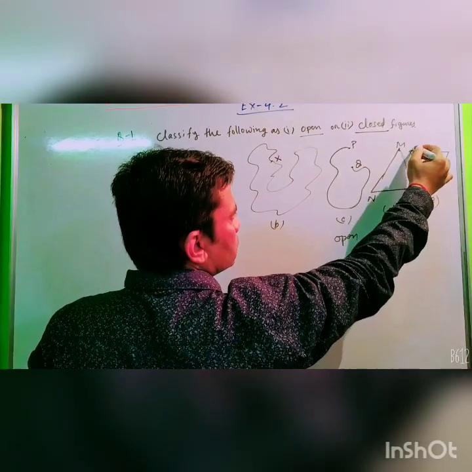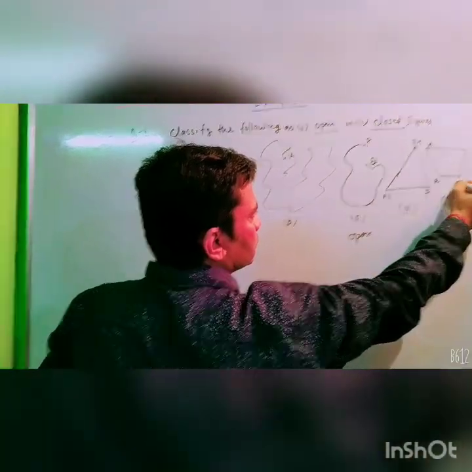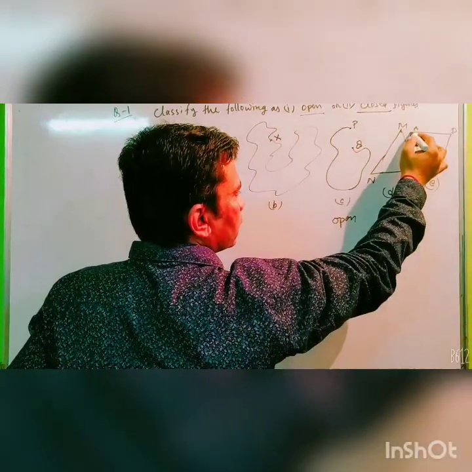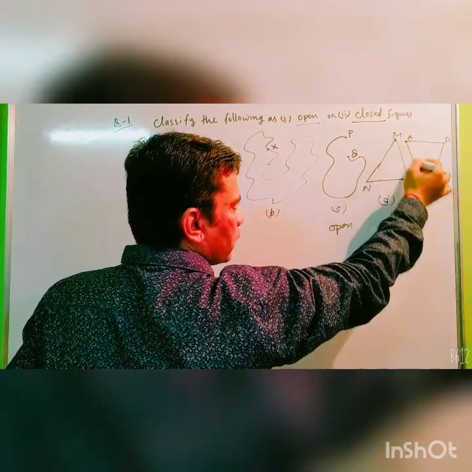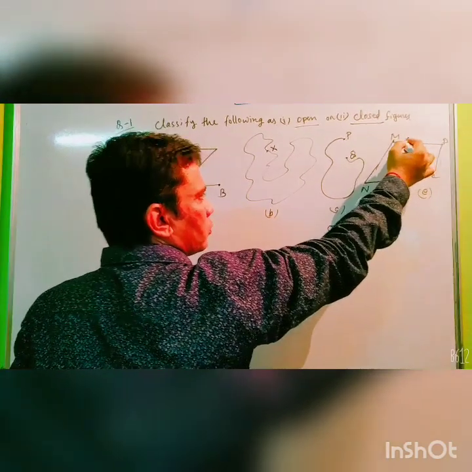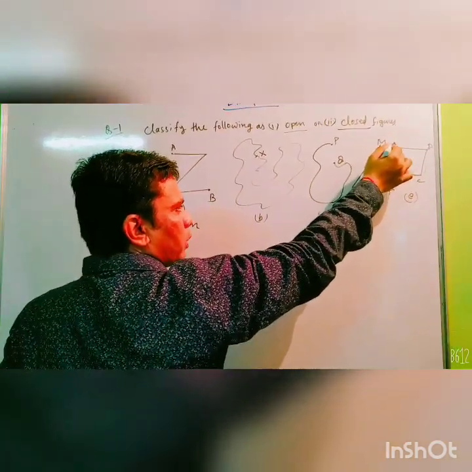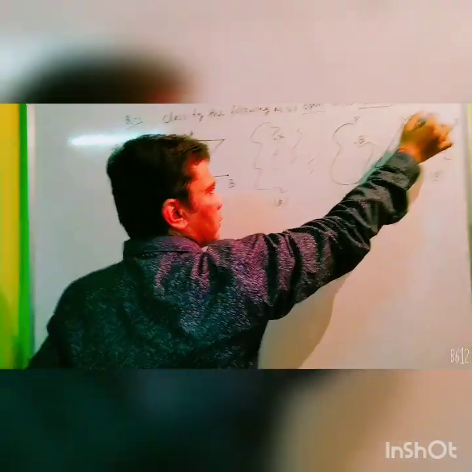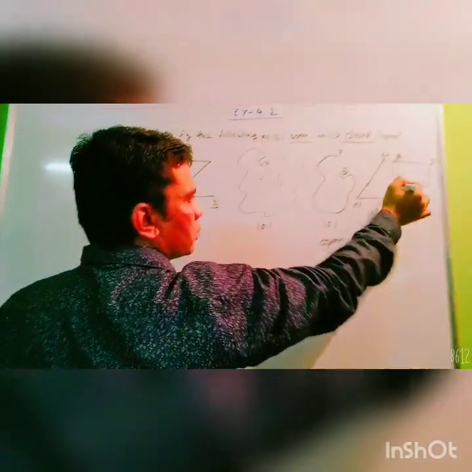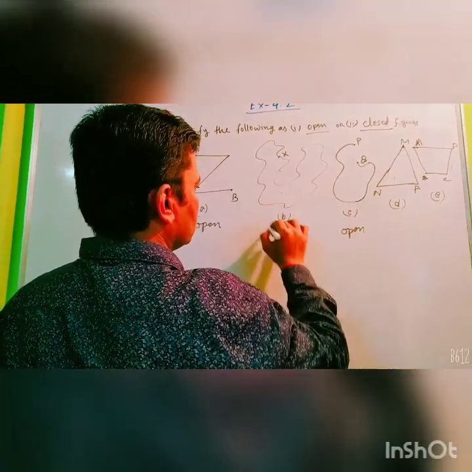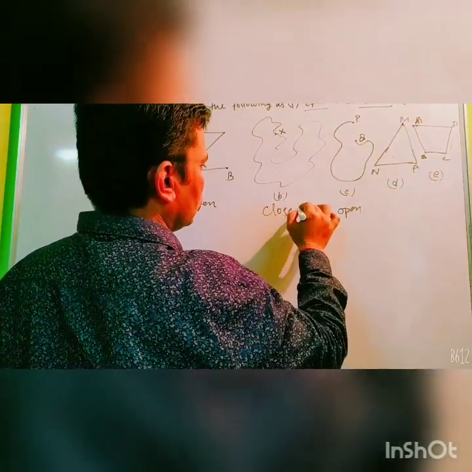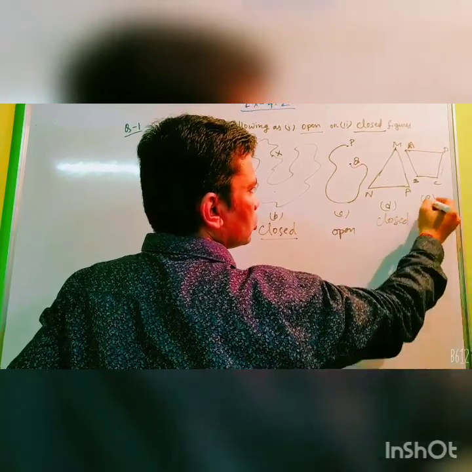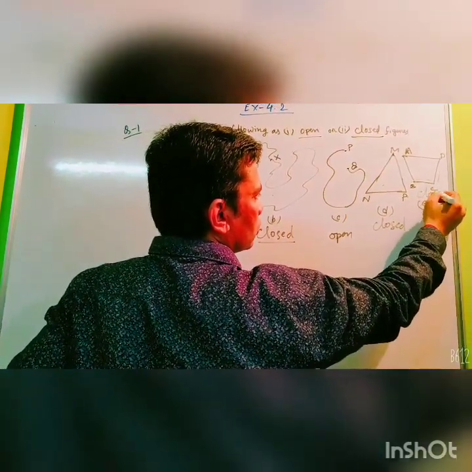Here also, if this is A, B, C, D, starting from B or A, the beginning point and the end point are both the same, point A. That is why it is also a closed figure. So this is a closed figure. This is closed. Not closed. Closed figure. This one also is a closed figure.